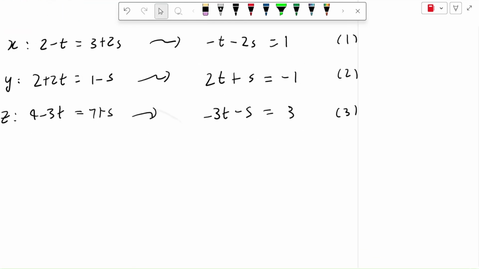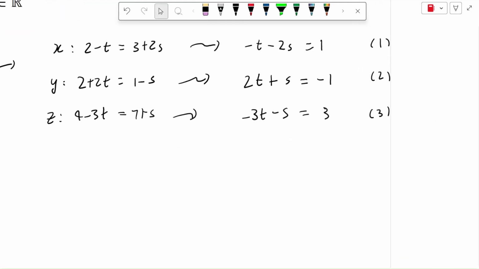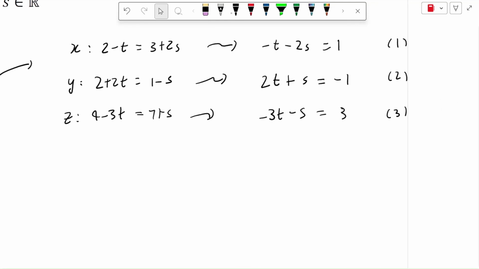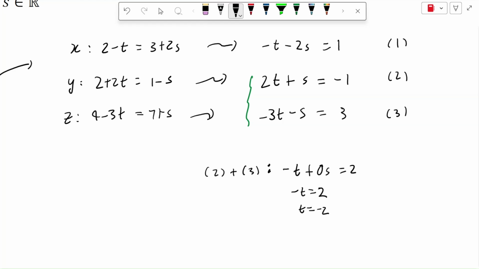Now, I can see a pair that's going to be really easy to solve. So we'll just look at equation 2 plus equation 3. Basically, I'm just going to be adding these two together. What do we get? We get minus t plus nothing. So that's elimination. The s's went away. And then equals 2. So minus t equals 2, so t is -2. Wonderful.